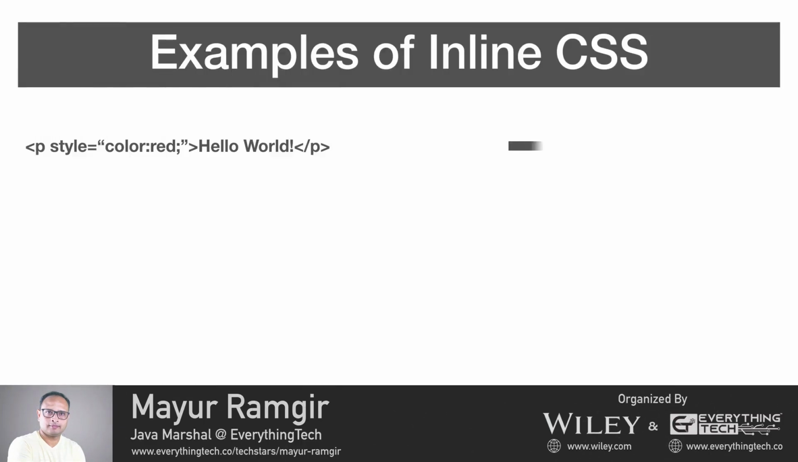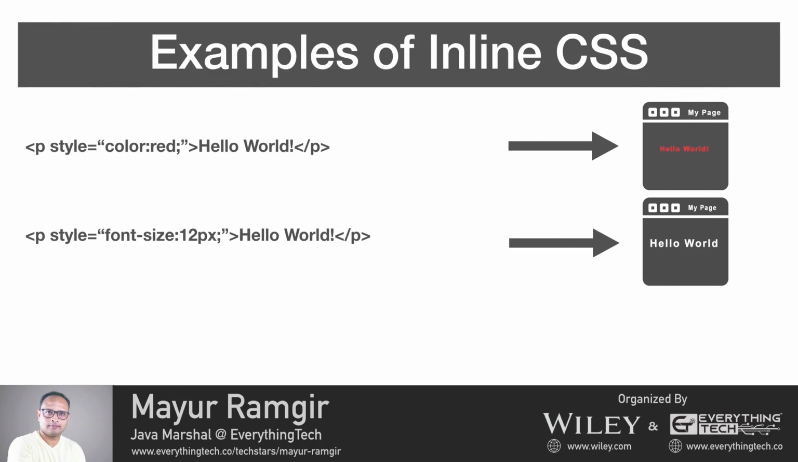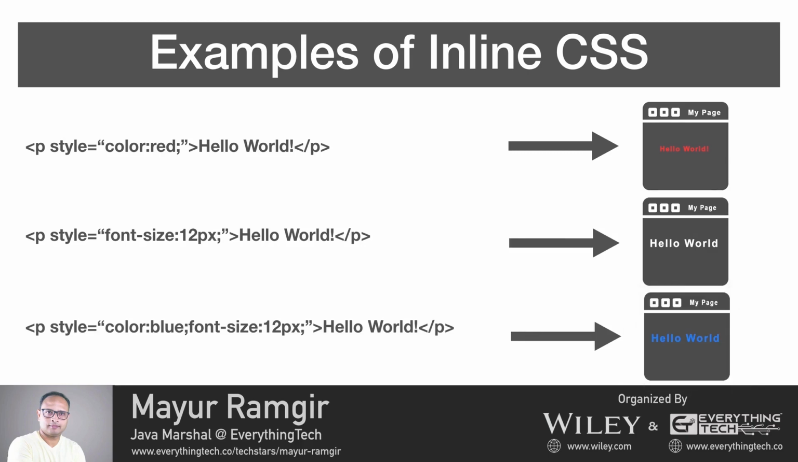Now let's see some examples of inline CSS. We can use various properties like colors, font size, etc. And we can even have more than one properties like shown in the third example.